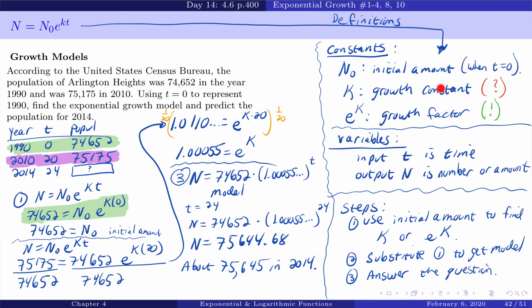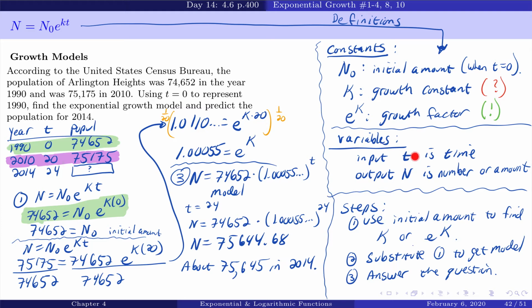Now, some books will have you solve for k. Other books will say solve for e to the k. I personally like e to the k better because I think it gives you more information. So that's why k has a red question mark and e to the k has a green exclamation point. If you're told to solve for k, do it. But if you're not told, I would suggest find e to the k instead of k. And you'll see this in an example in a minute.